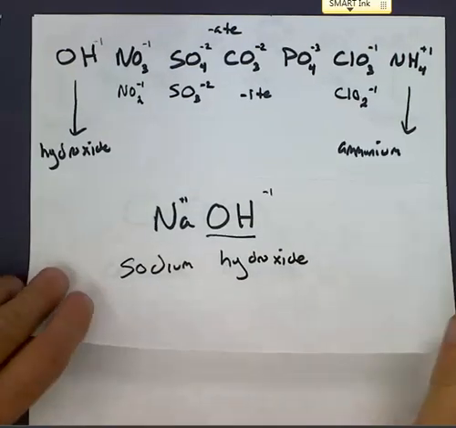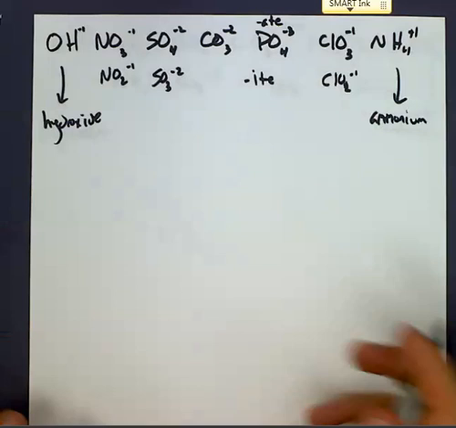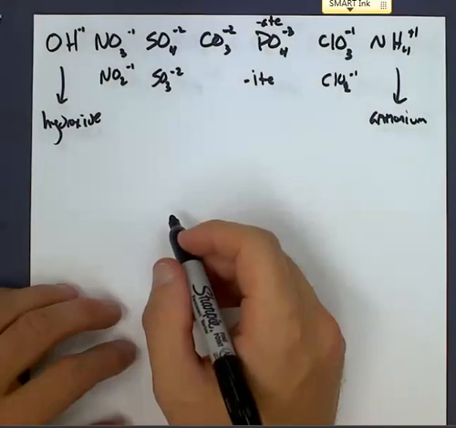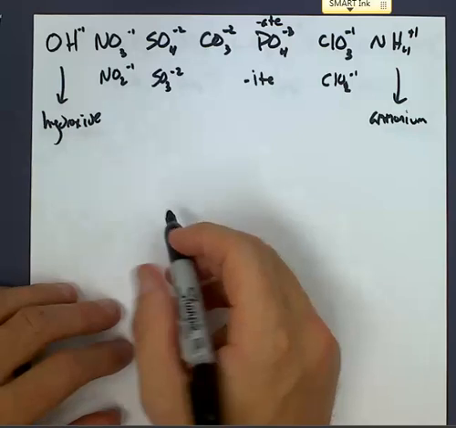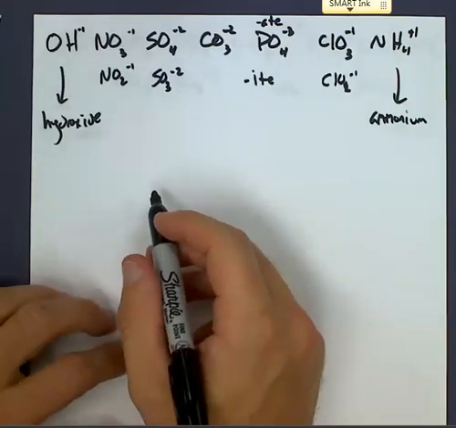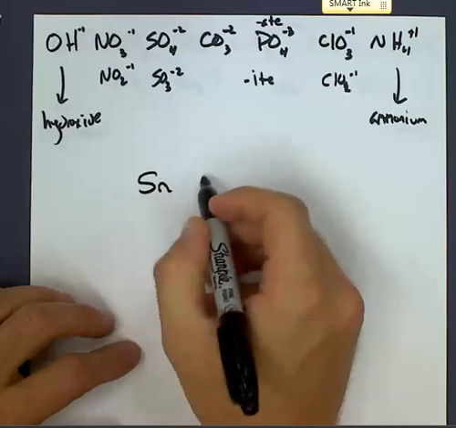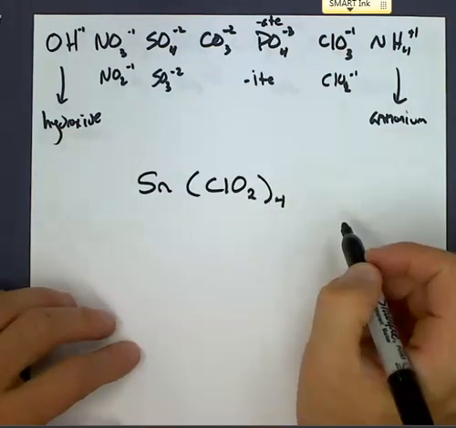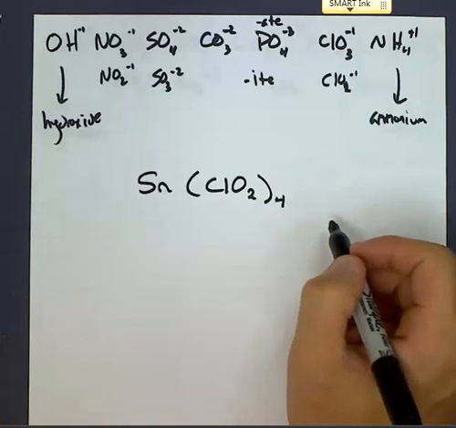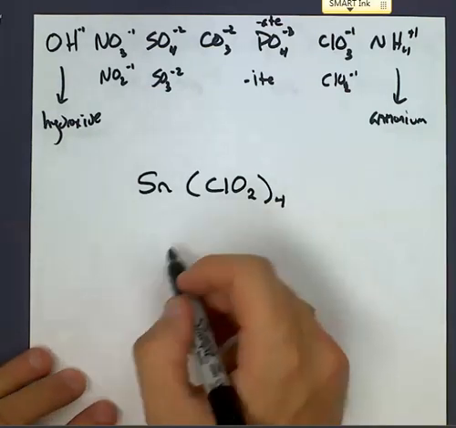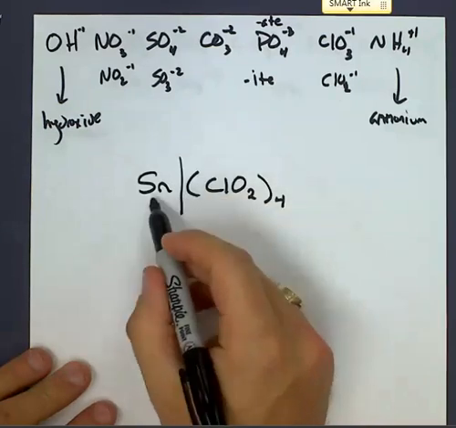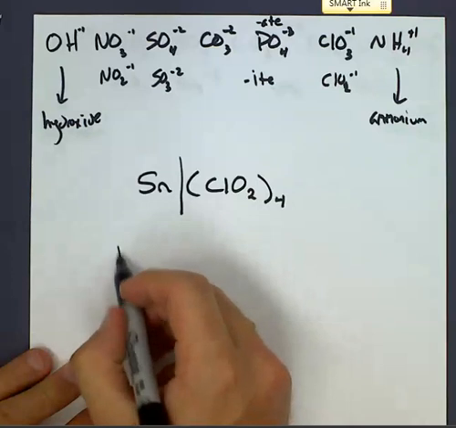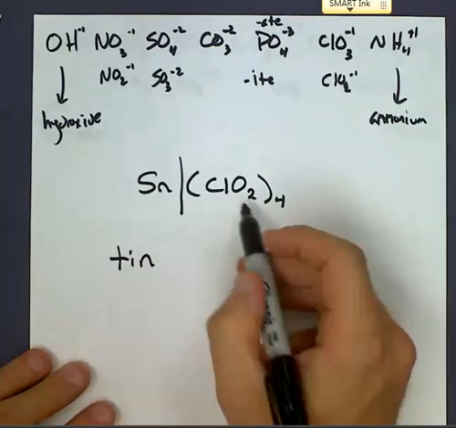Let's go ahead and look at a couple of other examples. We've got all of our polyatomics already written out here, so let's go ahead and move on to something where we have to use a transition metal. Okay, how about we'll try this one, Sn(ClO2)4. We've been naming things with transition metals before, and they all follow the same general pattern. We need to find the metal, and we need to figure out what it's bonded to and what the charge is. Well, I know what Sn is. That's tin.